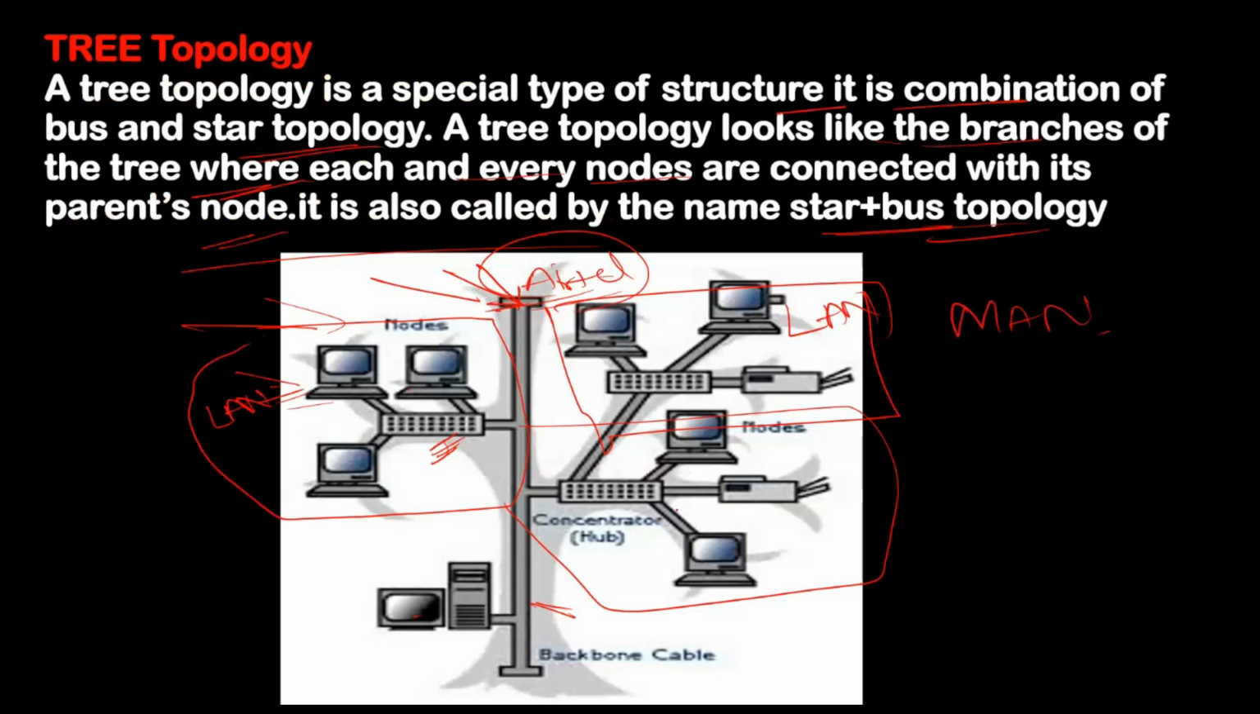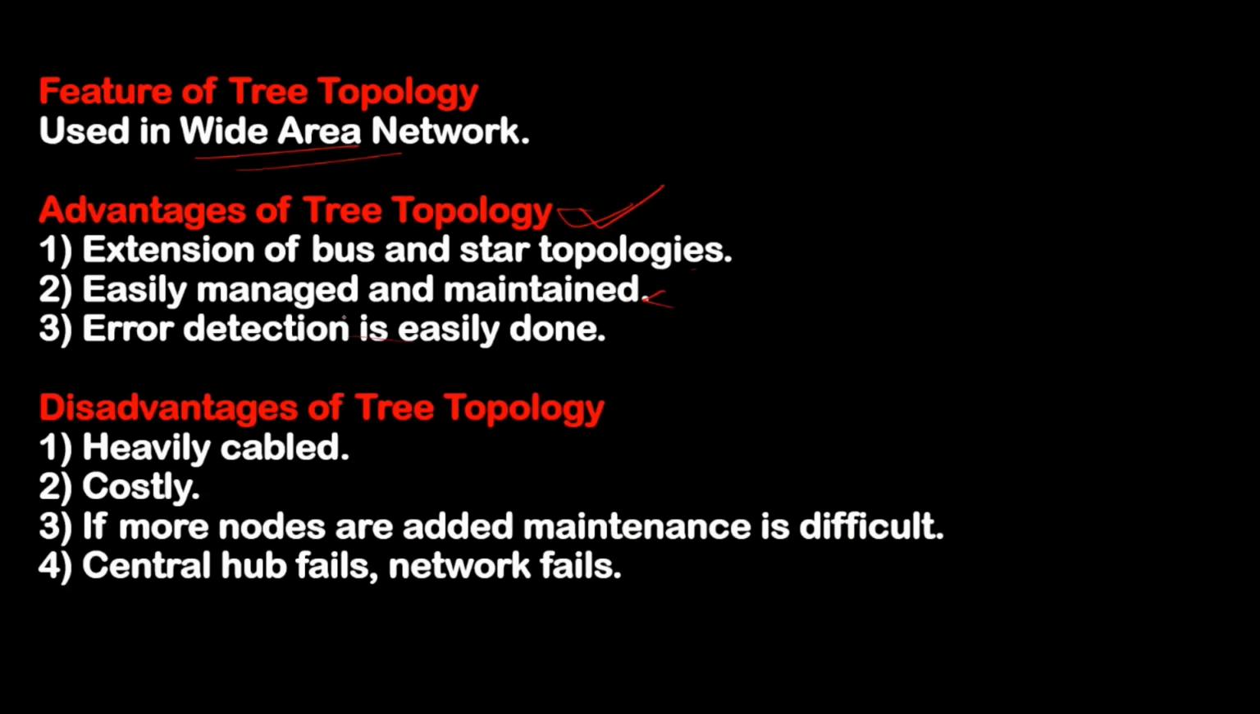If you see in this topology, if any error occurs in any network, suppose in this last star topology, at that time you only need to check this star topology first. After that, you only have to check this bus topology from here, right? Because the network connected next to this topology is working. So you have to check only these things from here. So easily you can manage and maintain. Error detection is easily done.